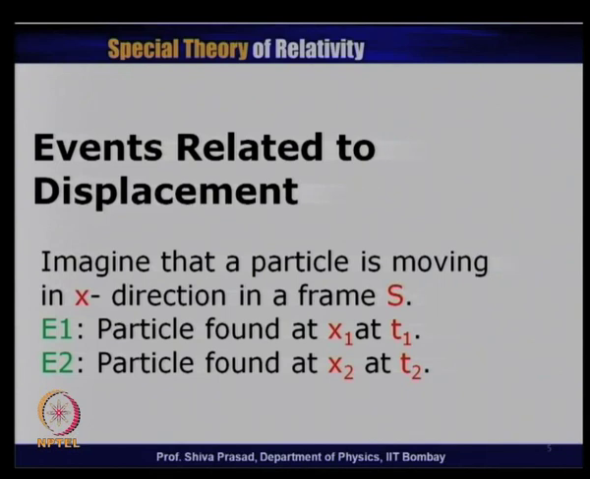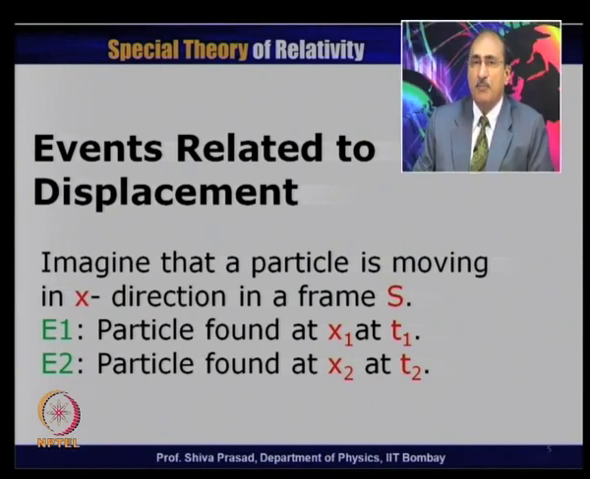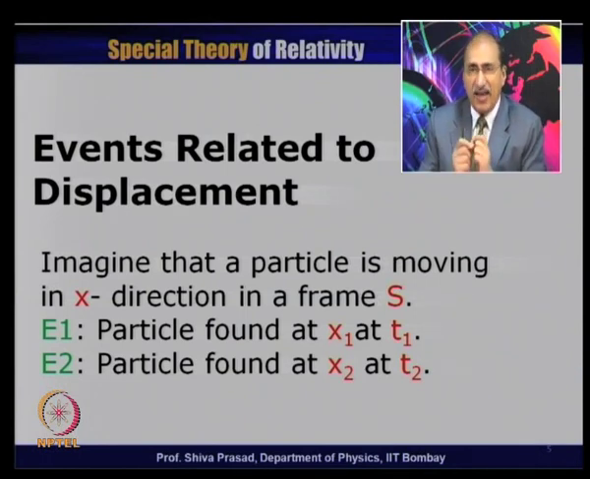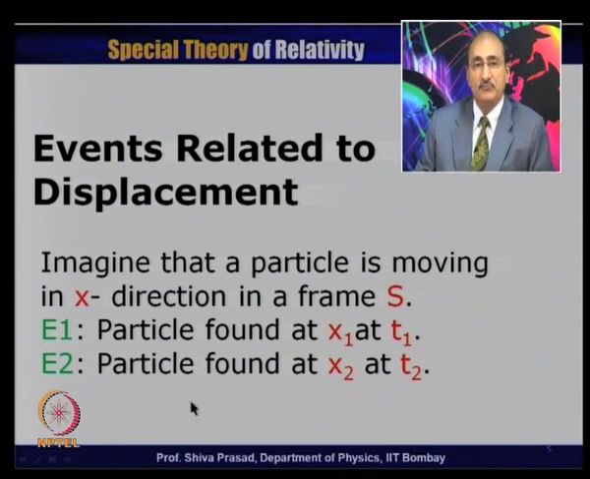Let us talk about the events related to displacement. We have generally agreed that in special theory of relativity, it is important to talk in terms of events. So, let us assume for the moment that the velocity is only along the x direction; we will generalize it later. A particle is moving along x direction in S frame and we have to find out its location at two different times. Suppose this particle at time t1 is found at a coordinate x1. This I call event 1. If this same particle is observed at a time t2 at coordinate x2, then this event of the particle being at x2 at time t2 is called event 2. So, these are my two events: event 1, particle found at x1 at t1; event 2, particle found at x2 at time t equal to t2.